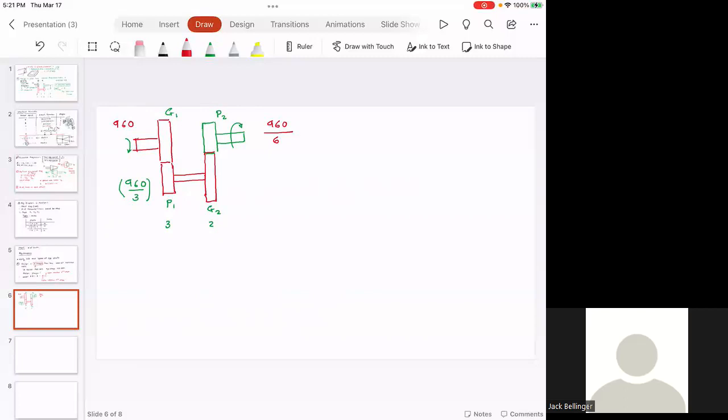What's the speed on gear 2? Okay, that's a good question. Pinion 1 and gear 2 are attached to the same shaft, so you cannot have two different speeds. So basically this would be the same as 960 divided by 3. Are you with me so far?